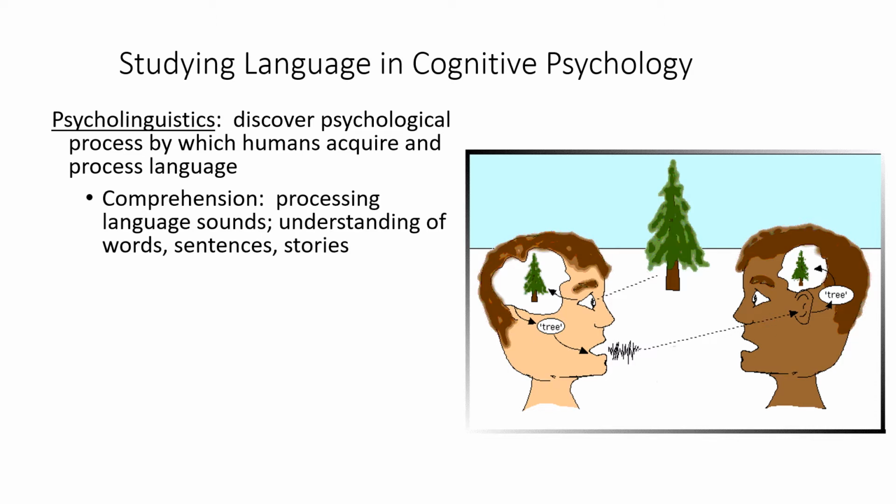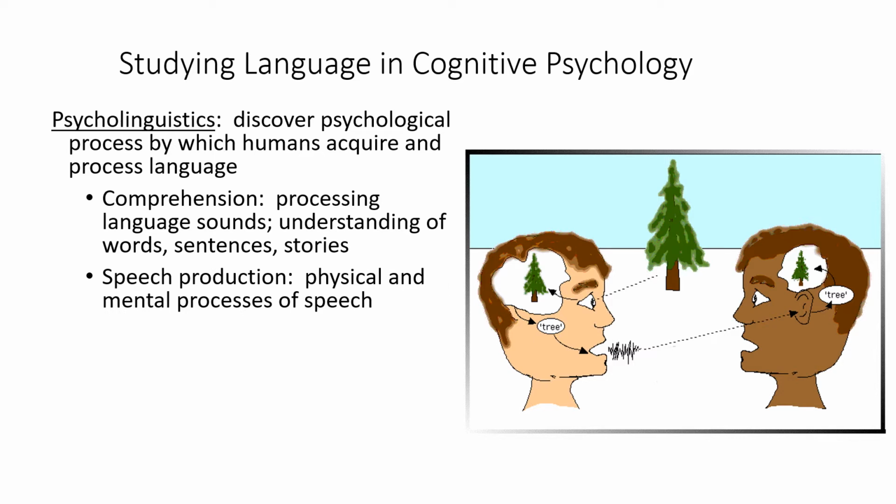The first is comprehension. This is where, when language is produced, so language sounds are produced, it is the processing of the sounds that are taken in. So it's the understanding of words, sentences, stories. We talked about sensory memory and short-term memory and how this facilitates language, but now it takes it one step farther in that this is how the mind processes it.